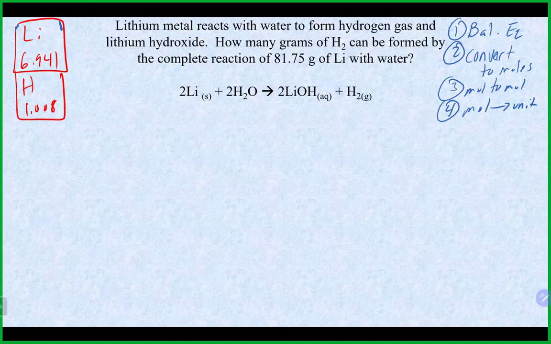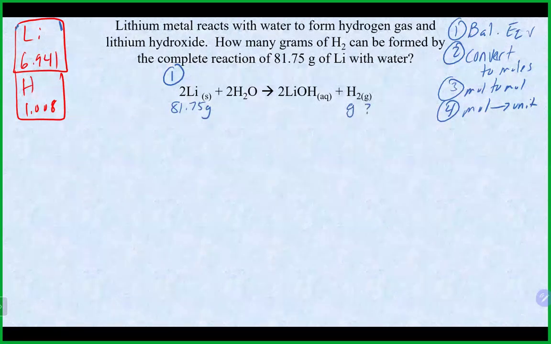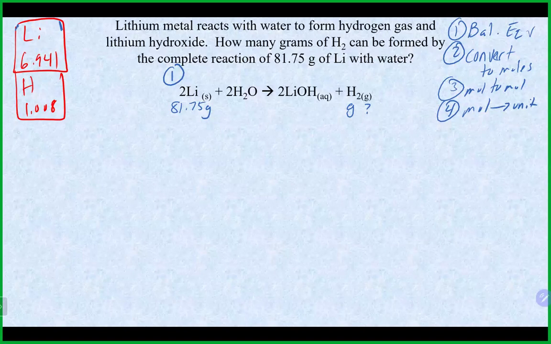So again, we're going to follow the steps here. So obviously our equation is balanced from last time, so we're good. In this case, we're given 81.75 grams of lithium. In this case, we're looking for grams of H2. So we do need to do step number 2, which is convert to moles. We will again need the molar mass from the periodic table of H2. So that is 2 times 1.008 grams per mole. That's going to give us a molar mass, or really a conversion factor here, of 2.016 grams per mole.